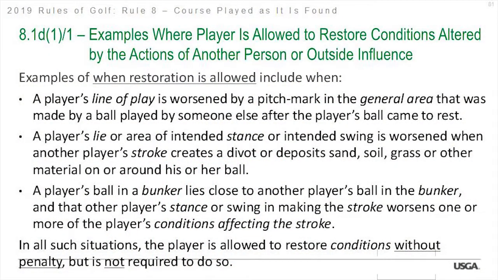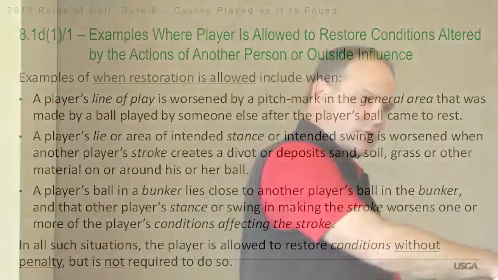Here are some examples of when restoration is allowed. The player's line of play is worsened by a pitch mark in the general area that was made by a ball played by someone else after the player's ball came to rest. This is something that we've known before. If your ball is laying on the fringe of the green and another ball comes in and creates a pitch mark right in front of your ball, you are allowed to repair that pitch mark. That is fine.